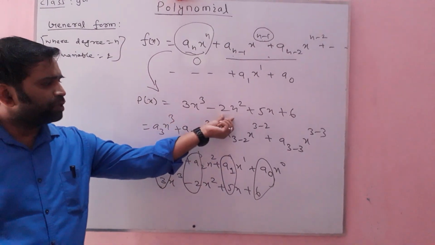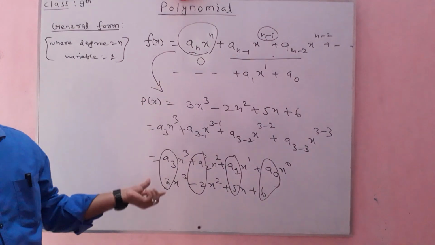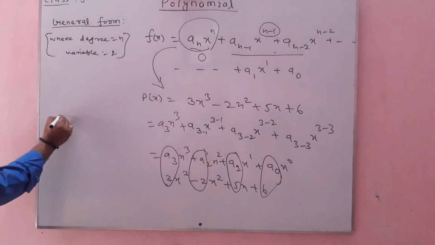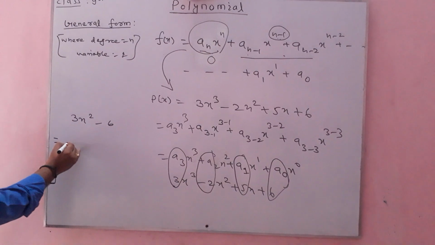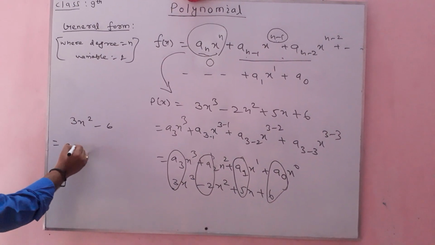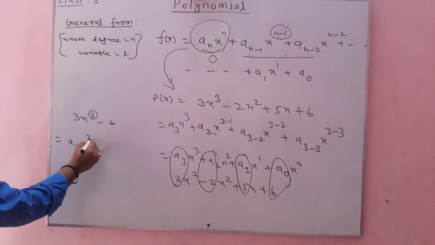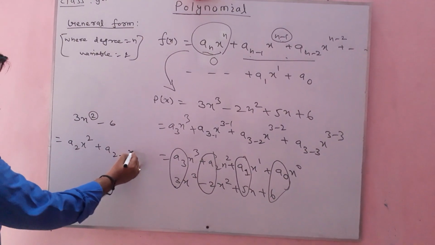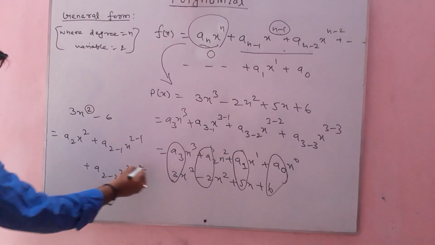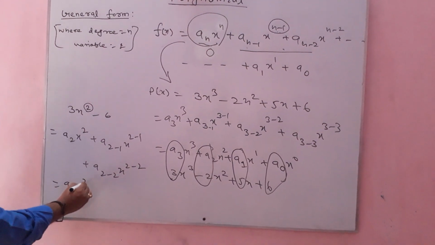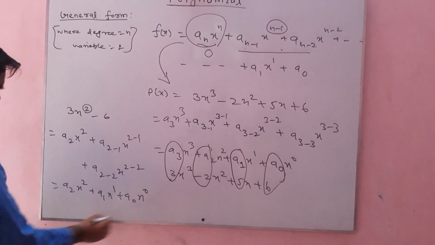This is the general expression, the algebraic expression, and I put this expression in the form of our general form of the polynomial. Let's see one more example: 3x^2 minus 6. What is the degree here? 2. So we will start from here: a_2 x^2, a_(2-1) x^(2-1), a_(2-2) x^(2-2), that is a_2 x^2, a_1 x^1, a_0 x^0.